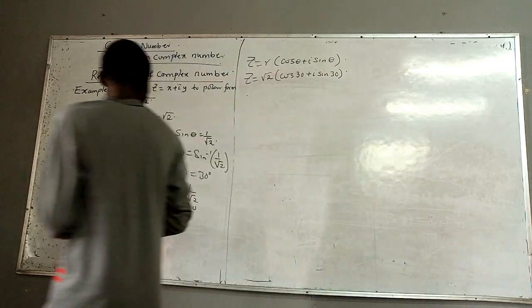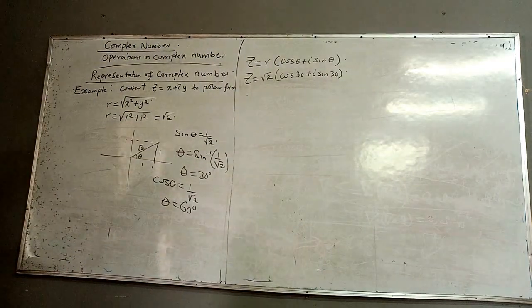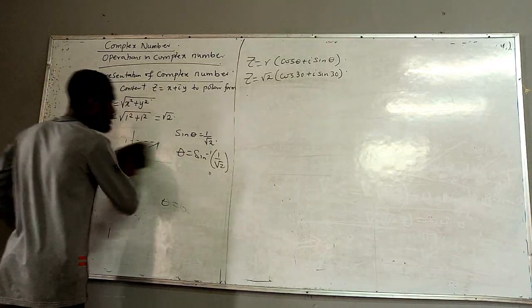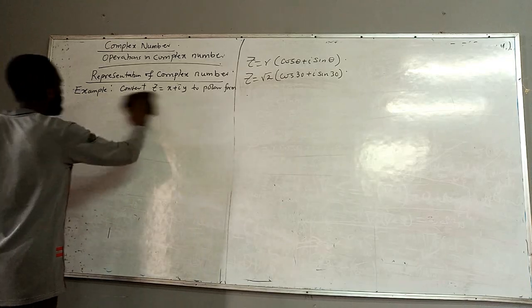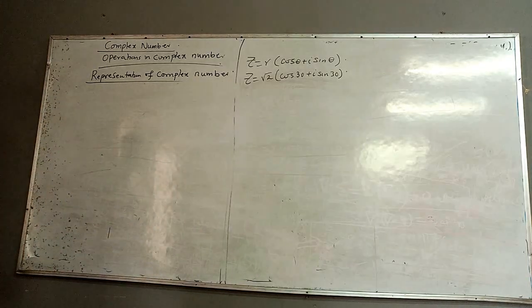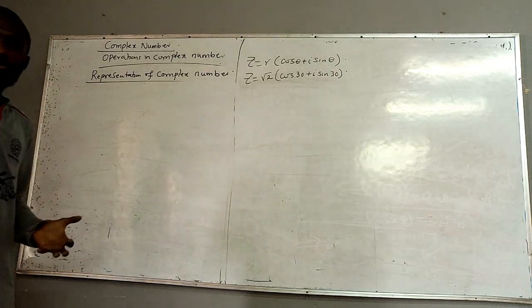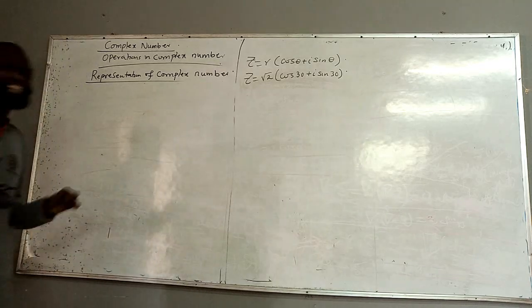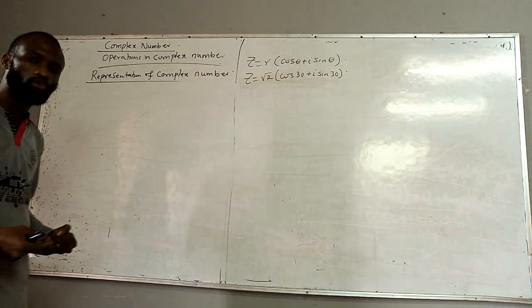Since my theta is 30 from here. That is just on the rectangular form. Now, another thing we want to look at is how to multiply. We multiply rectangular form, or Cartesian form. We can also do the same thing to the other forms, the polar form and also the exponential form.